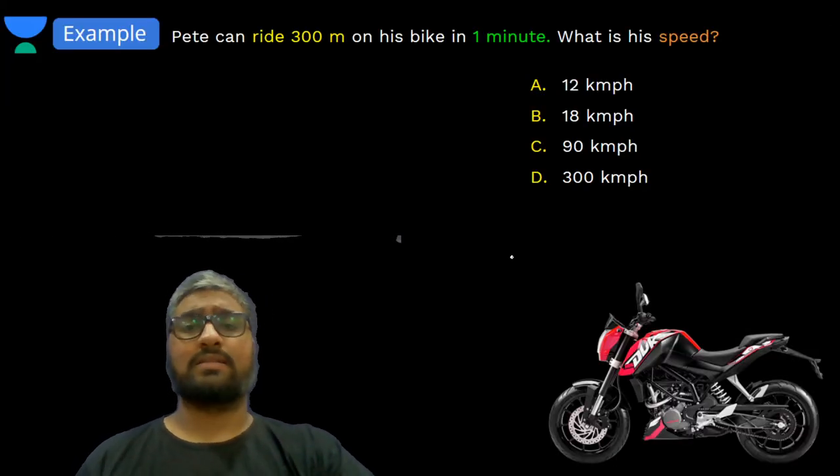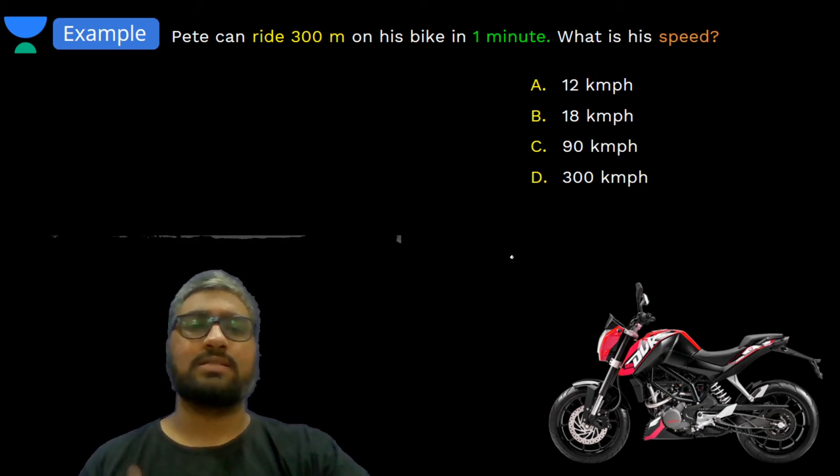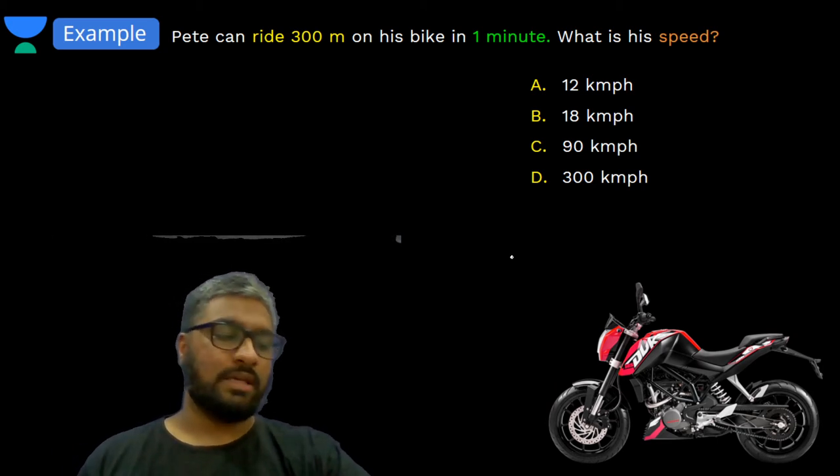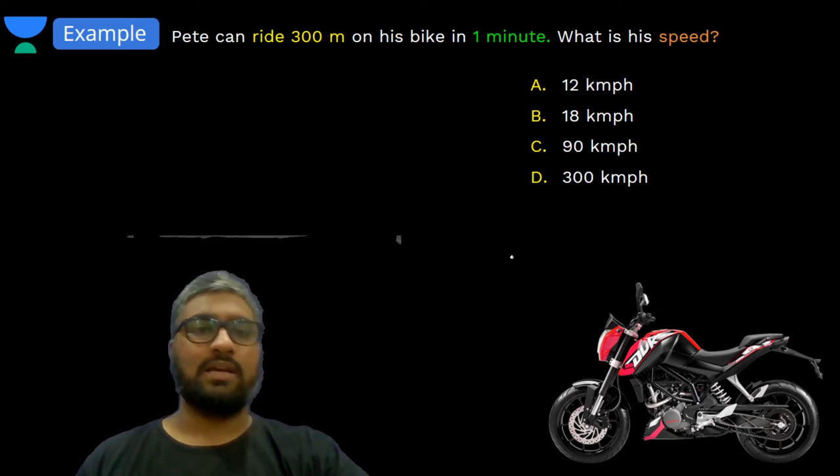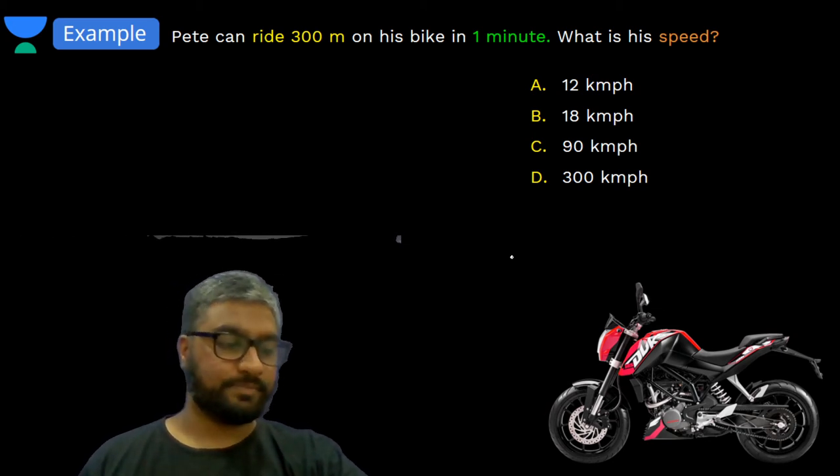Now, since we've known about the units, let's see if we can quickly test this out, right? Here's a question for you again. Pete can ride 300 meters on his bike in 1 minute. What is his speed? So all we have to do here is find out Pete's speed.